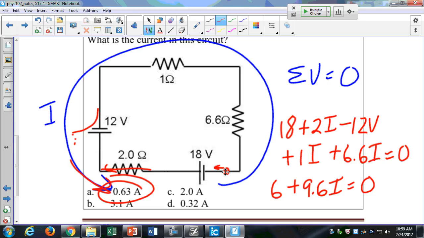All right, Rachel, I'm sorry. The 9.6 I got from, I said 2I plus 1I is 3I, and then plus 6.6I is 9.6I. I added these common terms here, here, and here. Okay? Thank you for asking that.